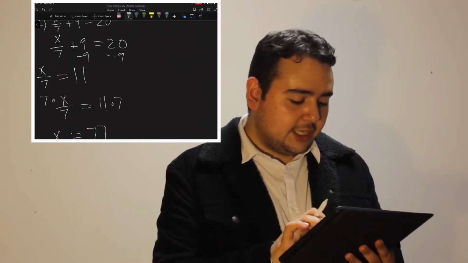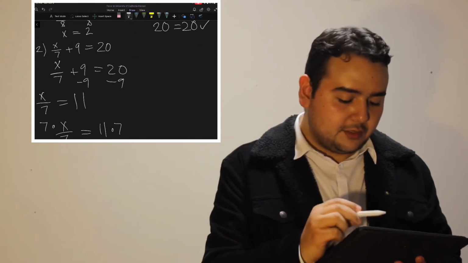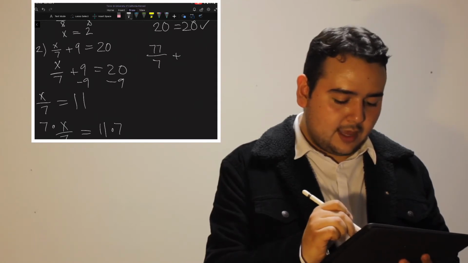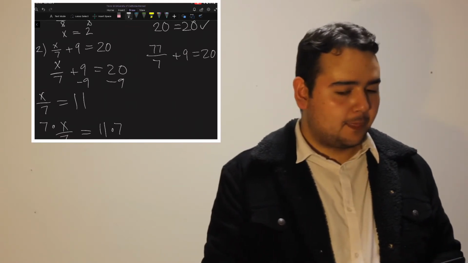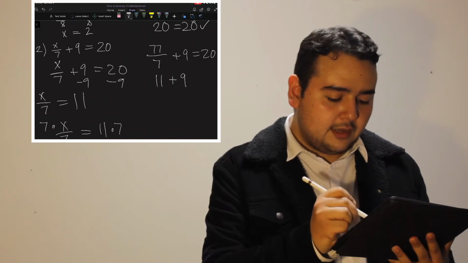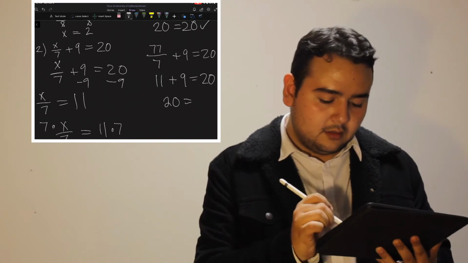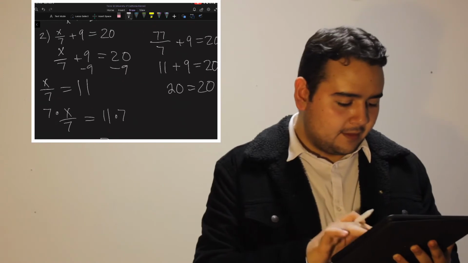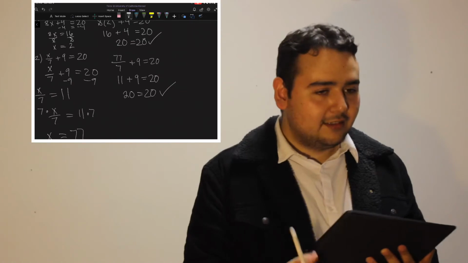So then if we want to check our answer, we plug our number into the original equation, so 77 for x over 7 plus 9 equal to 20. Does anyone know what 77 divided by 7 is? 11. Right, 11. So we have 11 plus 9 equal to 20. And 11 plus 9 is 20. So yeah, we got 20 equals 20, and that's right. Okay, do you guys think you could try one on your own now? Yeah, definitely. Alright.